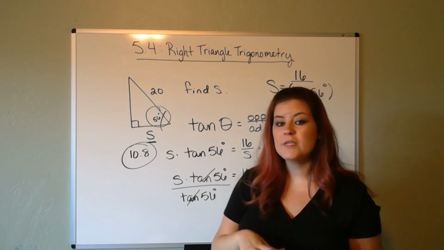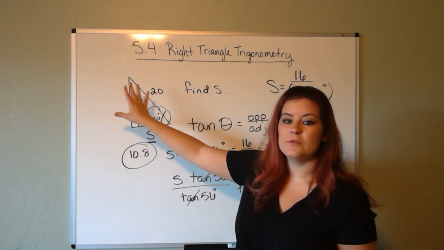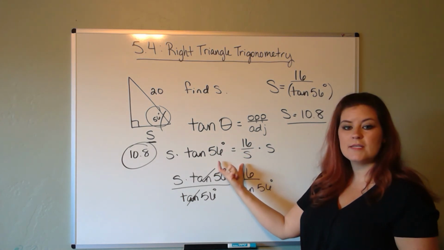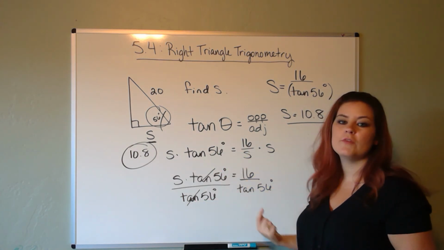So, like I said, you don't always use tangent. It depends on what sides you have. But when you set up the ratio and put in the sides and angles you know, you can solve for the one you don't know.